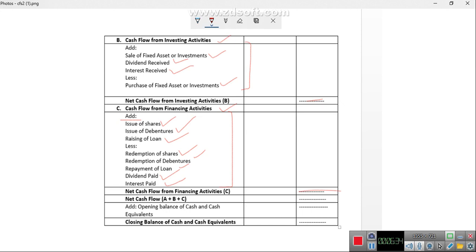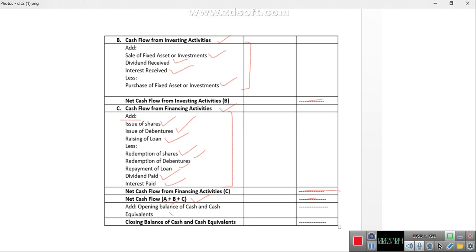After this, calculate net cash flow. Net cash flow you will calculate by adding A plus B plus C, all three components: cash flow from operating activities, component A, cash flow from investing activity, component B, and cash flow from financing activity, component C. So when you add all these components, you will get the total net cash flow generated from A plus B plus C.